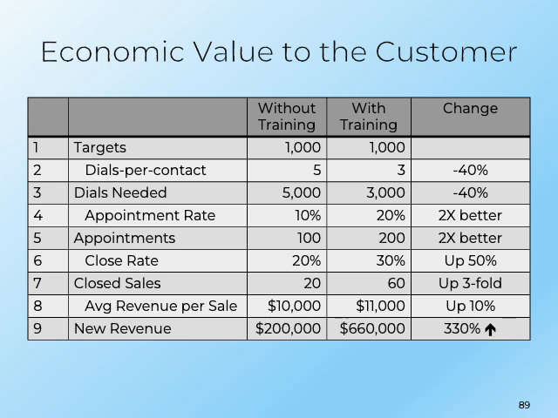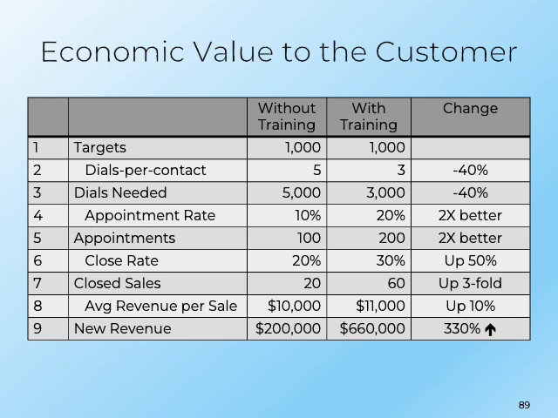Without the training, it normally takes them 5 tries to get a decision maker on the phone, as you can see on line 2. With the training, however, we're predicting that they will be able to get a decision maker on the phone in an average of 3 tries, because they're going to learn how to get past gatekeepers better, which is a 40% improvement. Consequently, to reach 1,000 decision makers, it normally took 5,000 dials, but in the future, it will only take them 3,000 dials because of the training, which is shown on line 3.